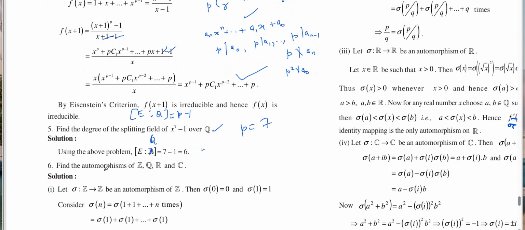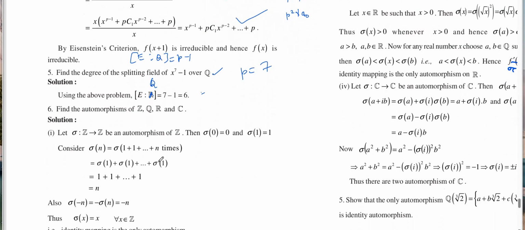Next comes the automorphisms of Z, Q, R and C. Very nice problem. Finding the automorphism only helps in finding the automorphism of another structure. So how many automorphisms will we have, do we have more or just one, or what could that be? That is what is explored in this problem number 6. Find the automorphisms of all of these.